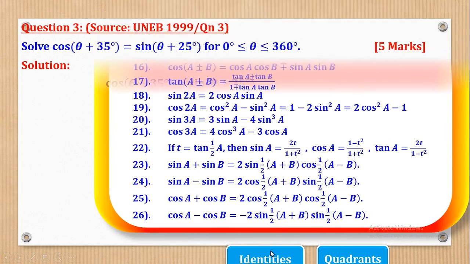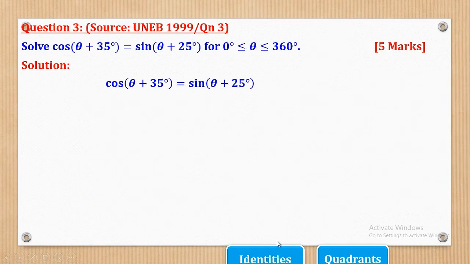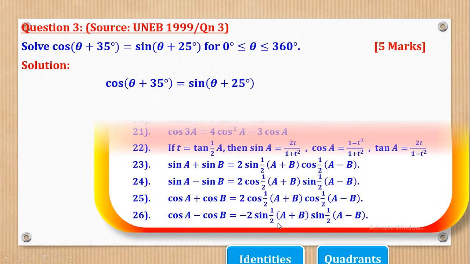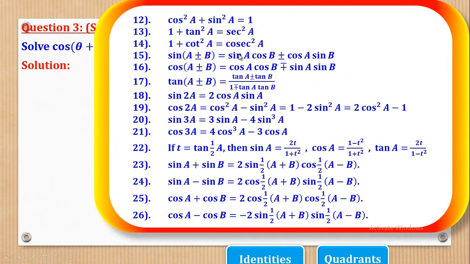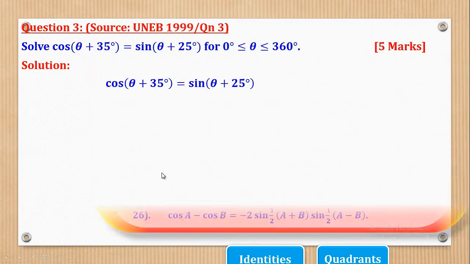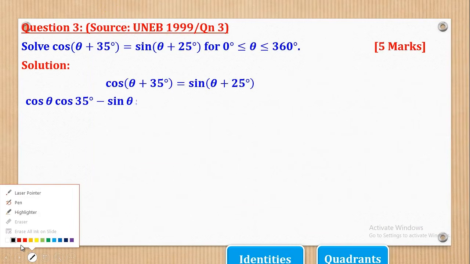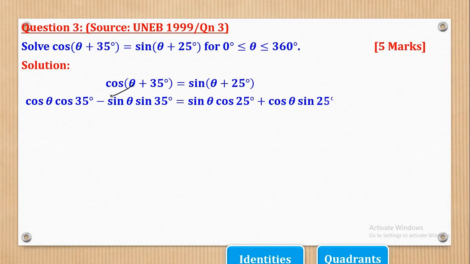And also sine A plus B is equal to sine A cos B plus cos A sine B. So that is what we are going to use to expand that. So when we expand, we are going to come up with this is A, this is B, this is A, this is B. In this side, this is A, this is B, this is A, this is B. So that is okay.